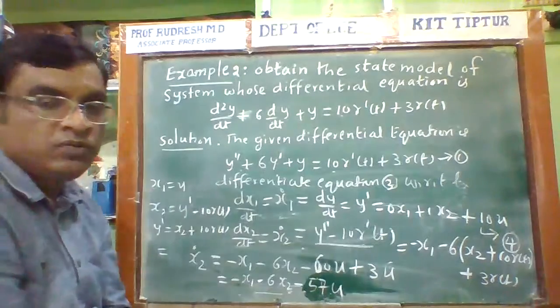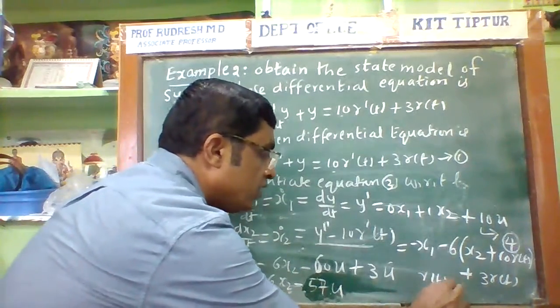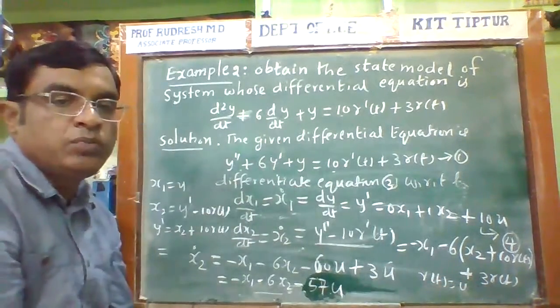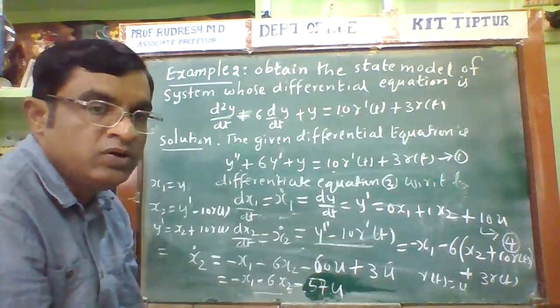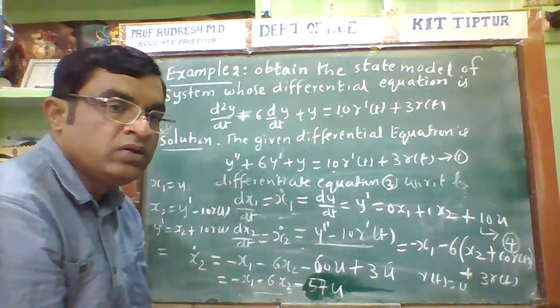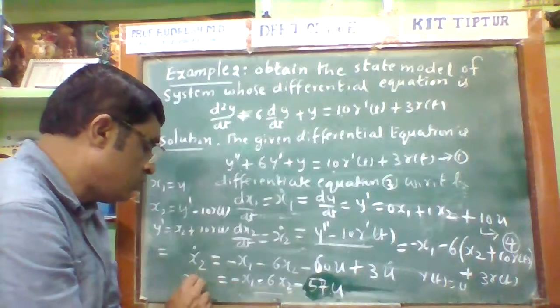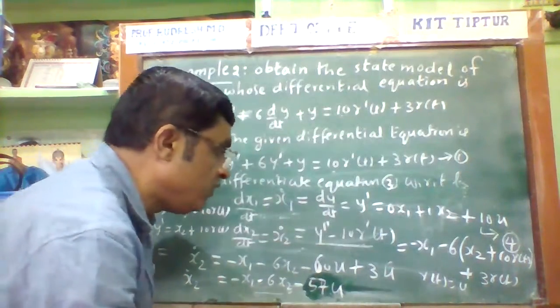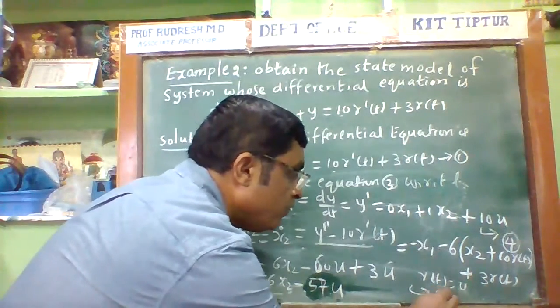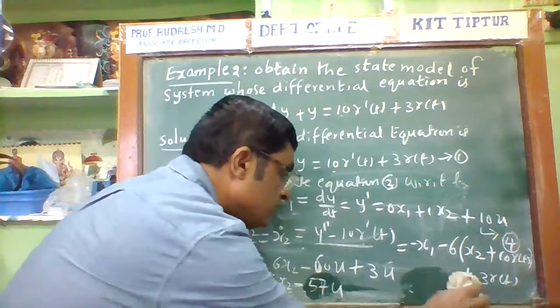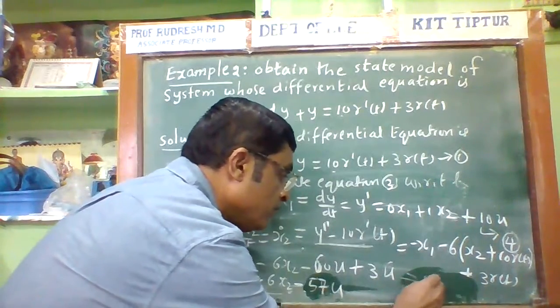R of t is the input variable, in state variables we use u of t instead of r of t, therefore I have written like this. So this is the x2 dash of t. From equation 4 and 5, this is equation 5.